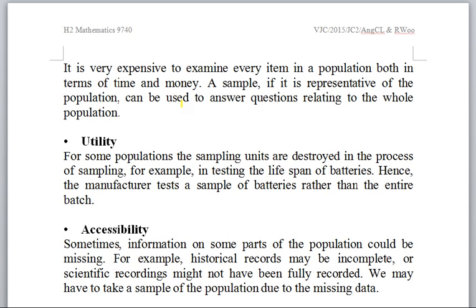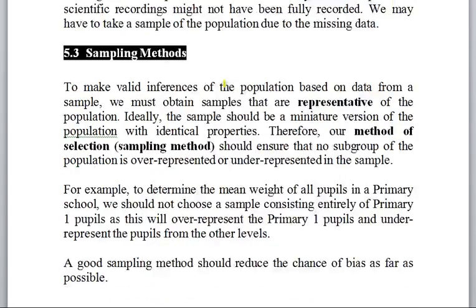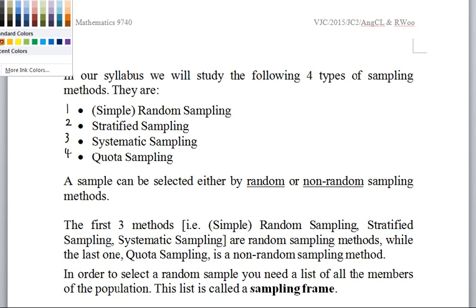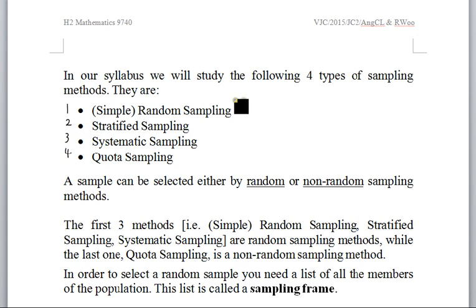There are 4 main methods covered in this chapter. So you have it here. I don't want to go through it all, I'll just jump a bit. There are 4 main sampling methods: simple random sampling, stratified sampling, systematic sampling, quota sampling. I will not go through every single word in the lecture, but once you learn the basic ideas of these 4, I think you're fine. Okay, so let's jump straight into it.